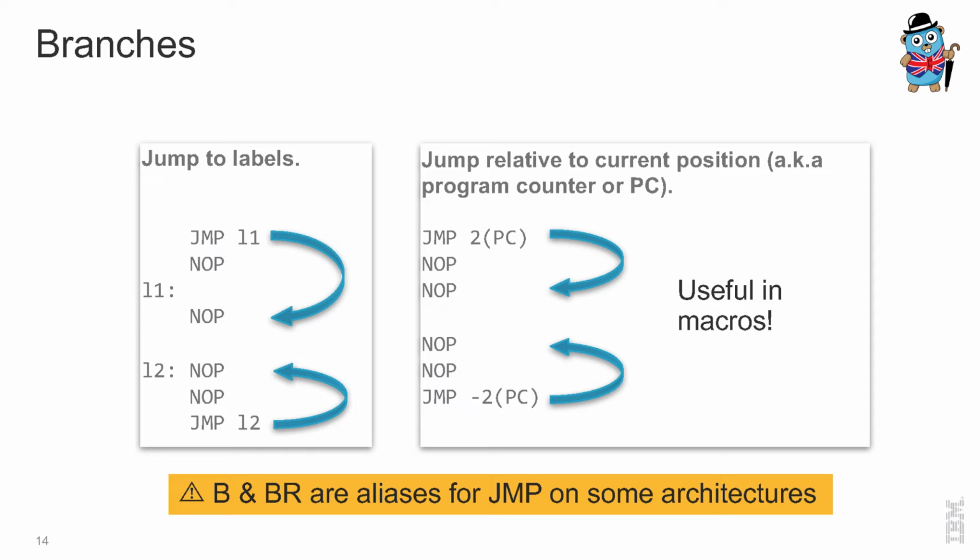I would limit those to kind of 2 at most, maybe 3 if you're really pushing it, but they can be useful in macros. So if you've got a macro in your code, you can't repeat label names, so you have to use the PC relative branching.